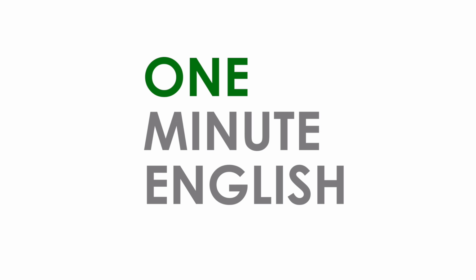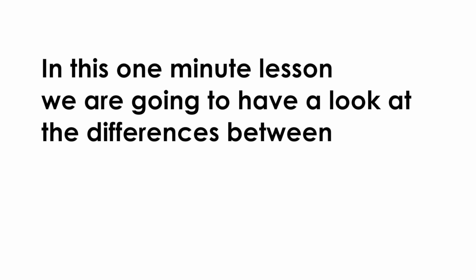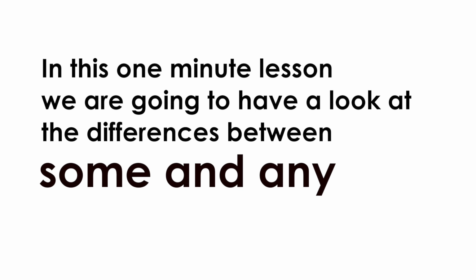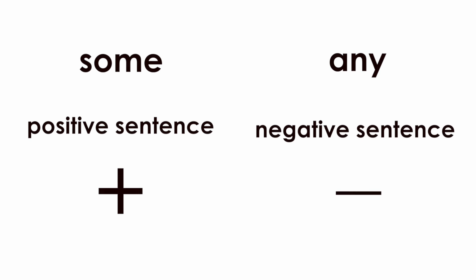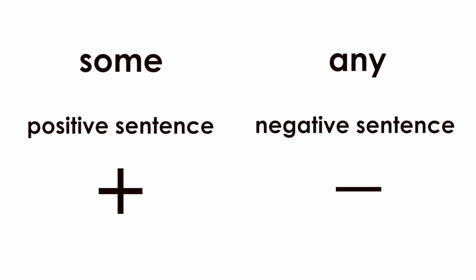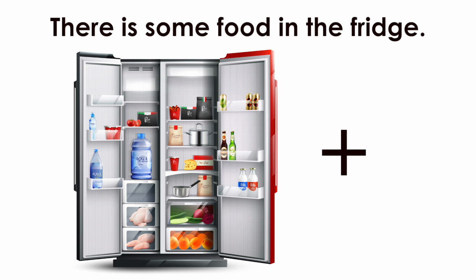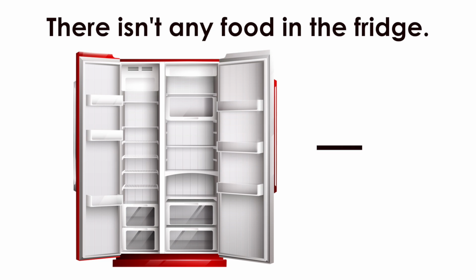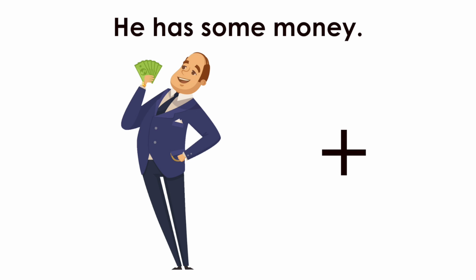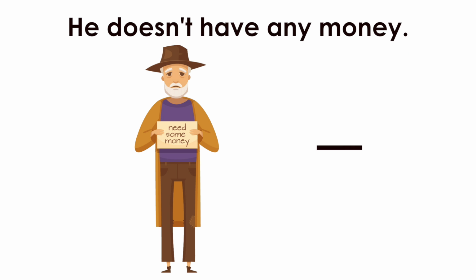1 Minute English. In this 1-minute lesson, we are going to have a look at the differences between some and any. We usually use some in a positive sentence and any in a negative sentence. For example, there is some food in the fridge. There isn't any food in the fridge. He has some money. He doesn't have any money.